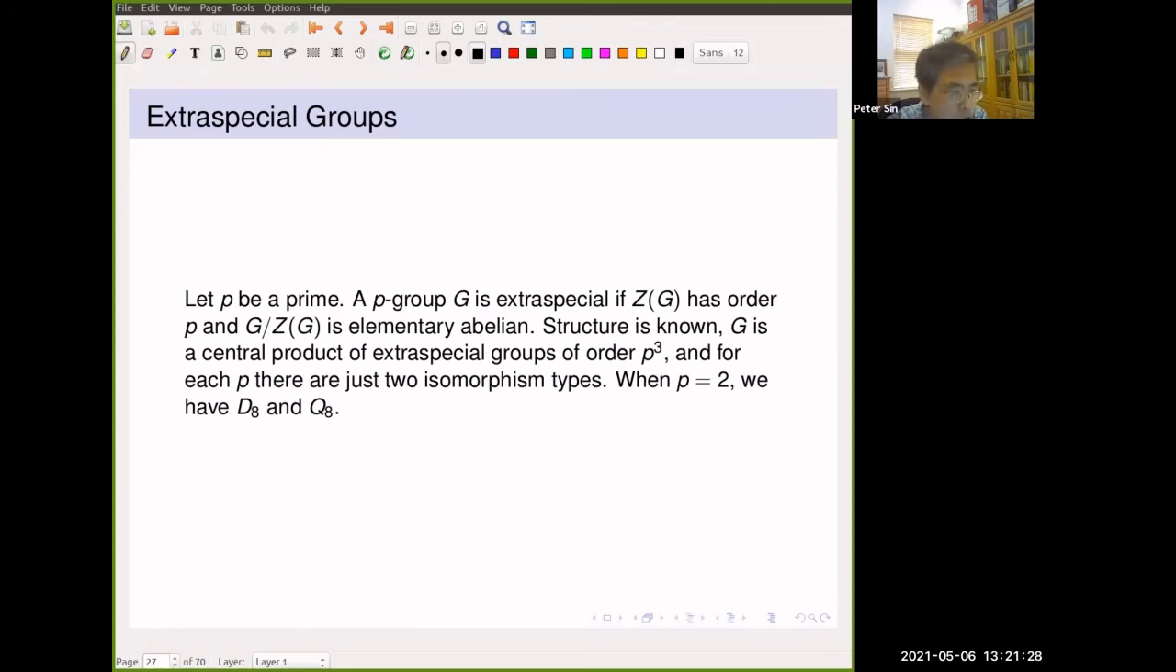So when P equals 2, the 2 isomorphism types of groups of order 8 are just D8 and Q8, and then every other extra special 2-group is just the central product of these groups.